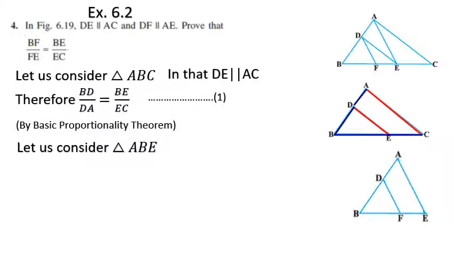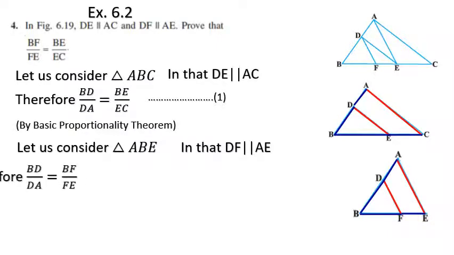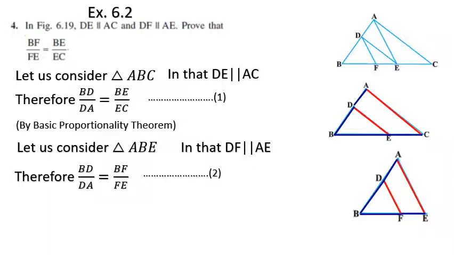Next, let us consider triangle ABE. In it, DF parallel to AE. So what we can say? BD by DA is equal to BF by FE. That is equation 2, and let us equate equation 1 and equation 2. So LHS is same, so we can equate the RHS. So from 1 and 2, we get BE by EC is equal to BF by FE.